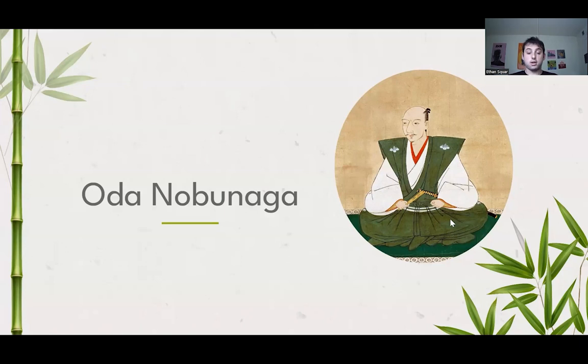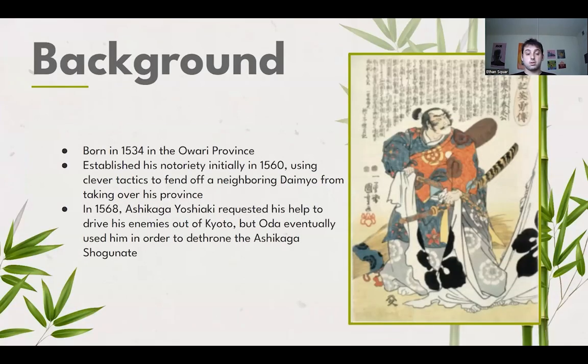Today I'll be talking about Oda Nobunaga, the Japanese warrior. Oda Nobunaga was born in 1534 in the Owari province and was raised to be a samurai. He established his notoriety initially in 1560, and he used clever battle tactics to fend off a neighboring daimyo from taking over his province in the Owari province. In 1568, Ashikaga Yoshiaki requested his help to drive his enemies out of Kyoto, but Oda, eventually using clever tactics once again, used him in order to dethrone the Ashikaga shogunate completely by 1573.